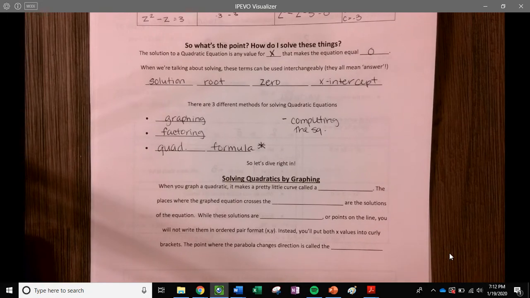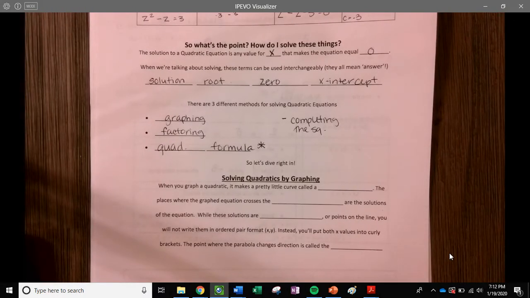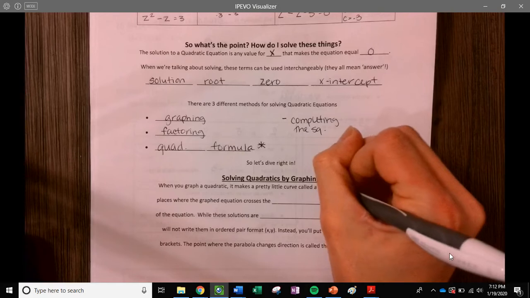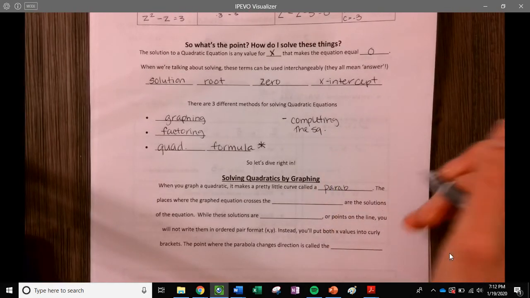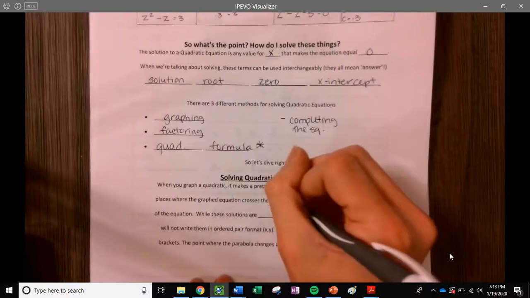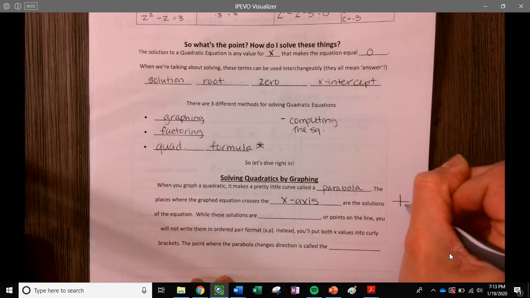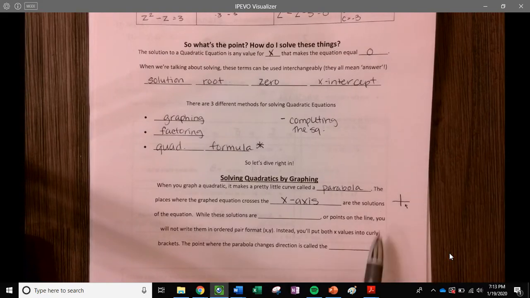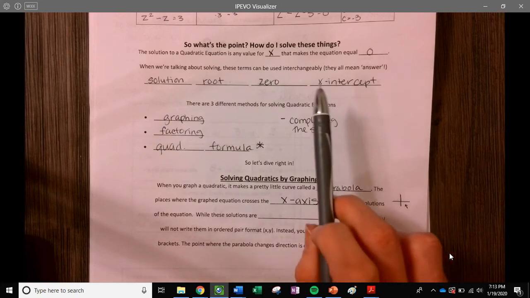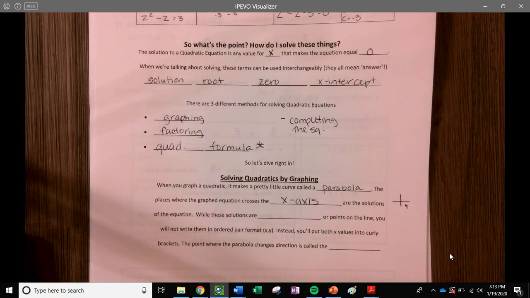When you graph a quadratic, say that 5 times fast, it makes a pretty little curve called a parabola. And I'll show you a picture in just one second, even though you've probably seen it before. The places where the graphed equation crosses the x-axis, which is the horizontal one, those are the solutions of the equation. That is why one of the words for answer that we use is x-intercept, because the spot where that parabola intercepts the x-axis is a solution.